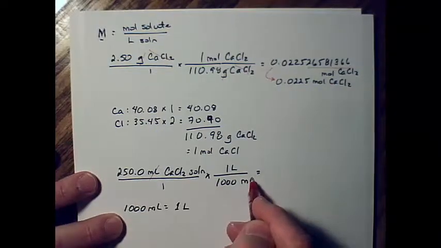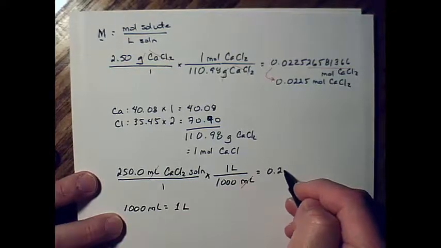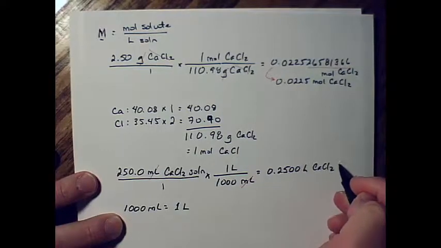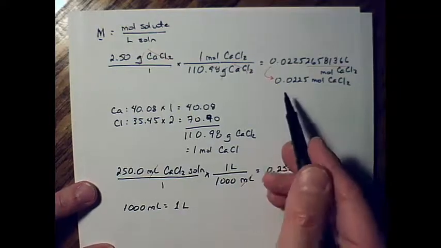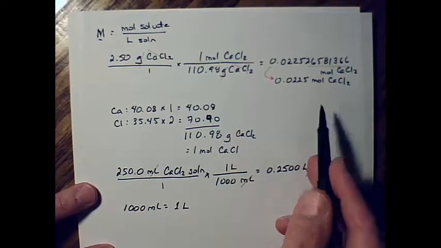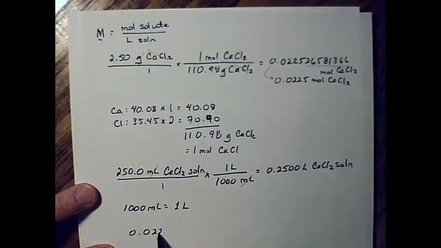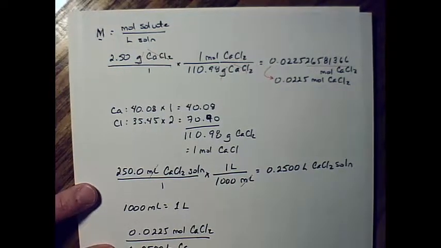Cancel these units here. And we get 0.2500 liters of calcium chloride solution. So that's what's going to go on the bottom here. Okay, so we're just going to put it together now. Moles of solute over liters of solution. So we take 0.0225 moles of calcium chloride and put it over 0.2500 liters of calcium chloride solution.